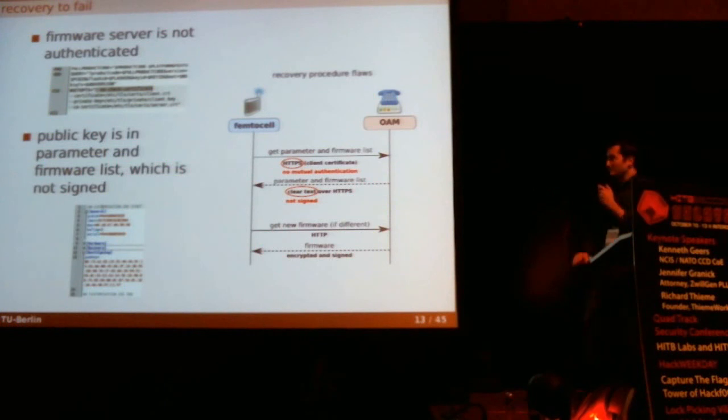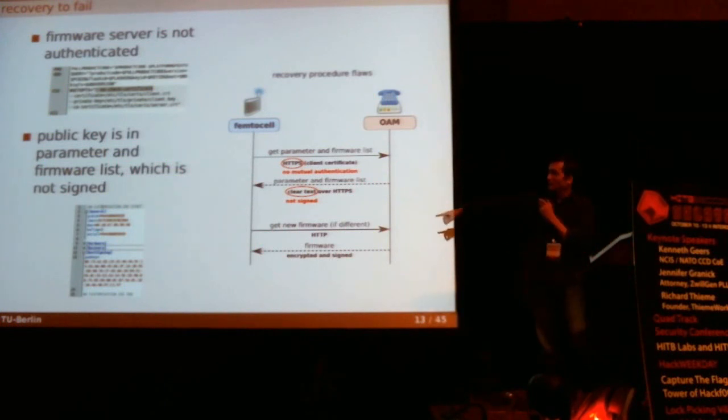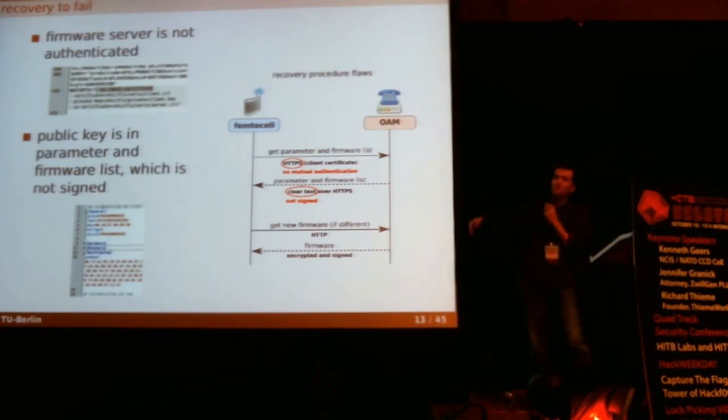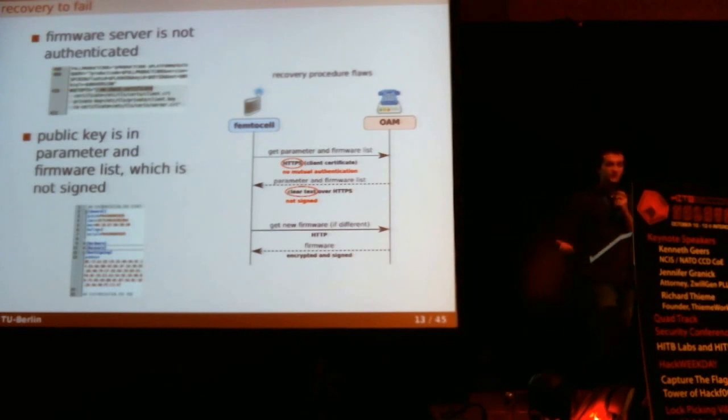The list itself also contains the public key. You see it on the bottom. The public key is used to check the signature of all images. So because we can push our own configuration file, we can push our own images. In this list there are also the keys to encrypt the images. That's a simplified version of the recovery process, but because we already presented it at previous conferences and we don't have time, it's enough to understand how to flash the femtocell.